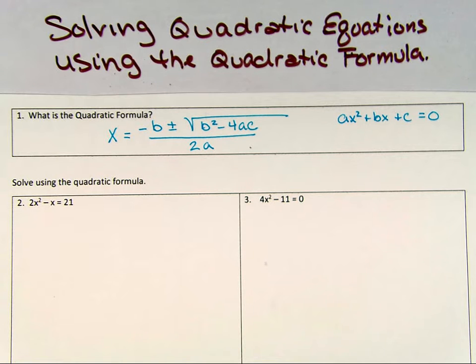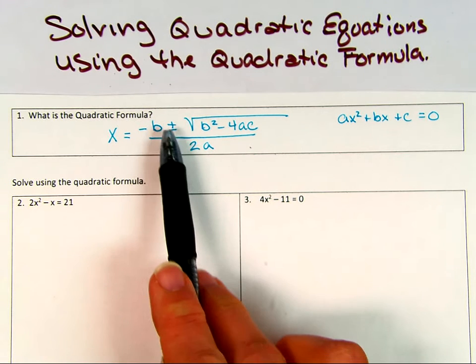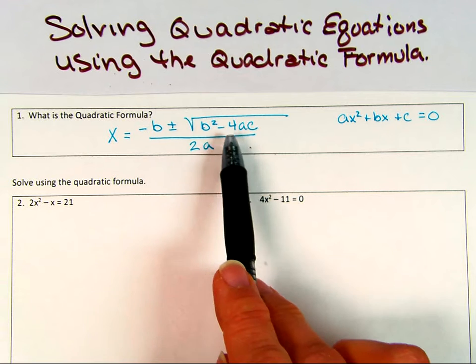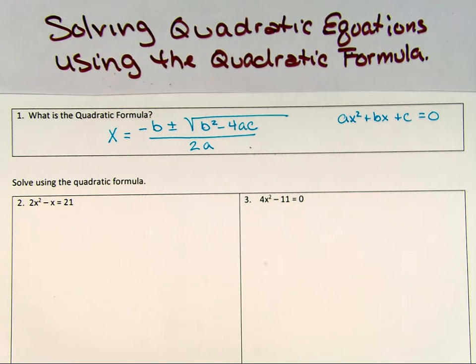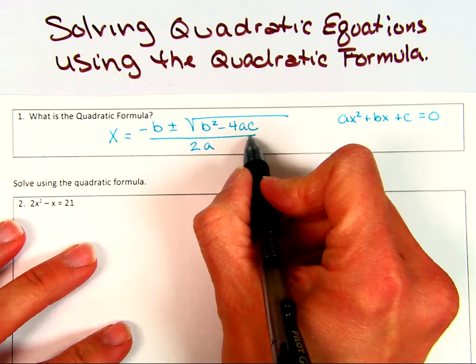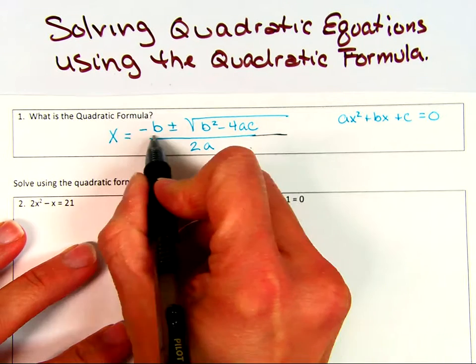So x equals negative b plus or minus the square root of b squared minus 4ac all over 2a. Sing that to yourself like 20 times. So I said all over. I need to extend that a little bit.